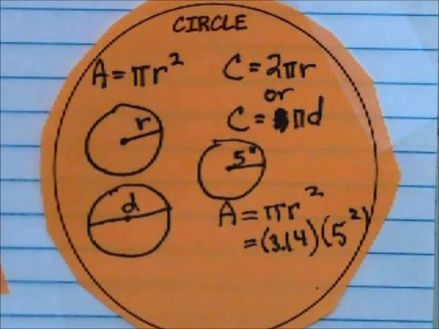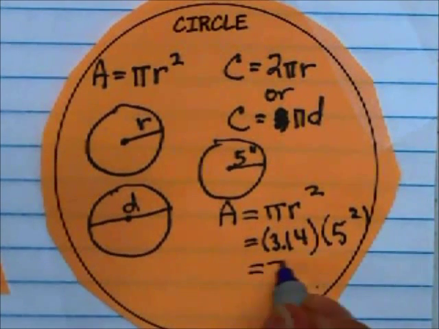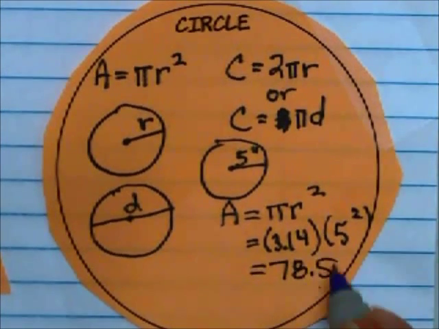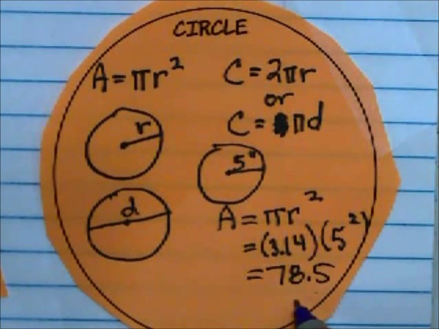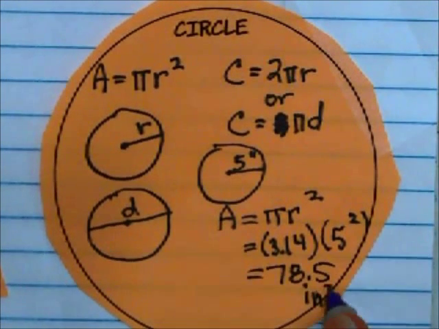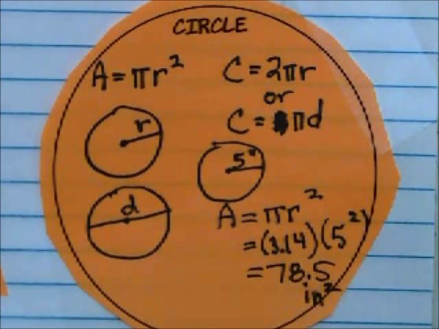Sorry, I had to go get a calculator. 5 squared is 25. So I want to be kind of exact here. 3.14 times 25. Looks like I'm getting about 78.5 here. And since that's area, inches is what I said, we're going to put inches squared at the end. Very important that you use those units.